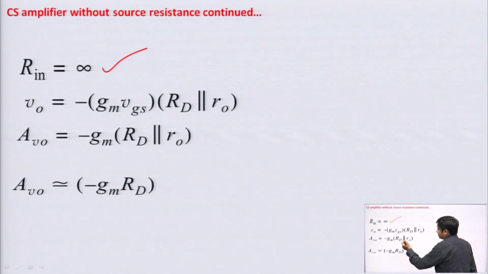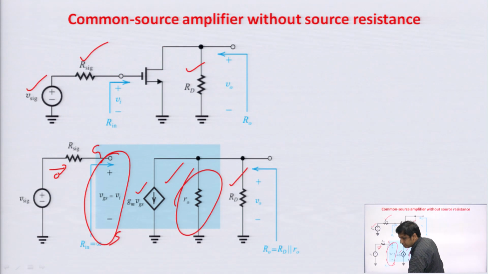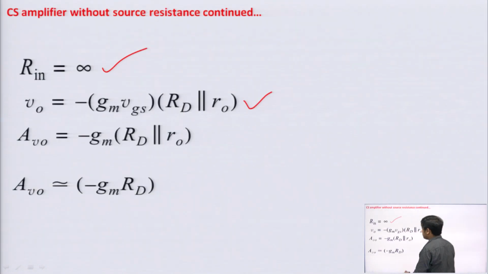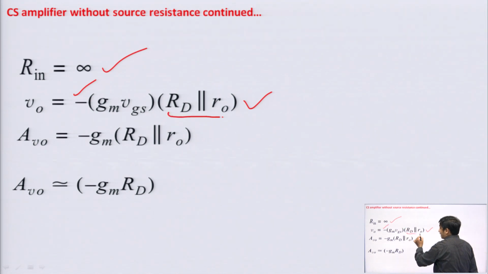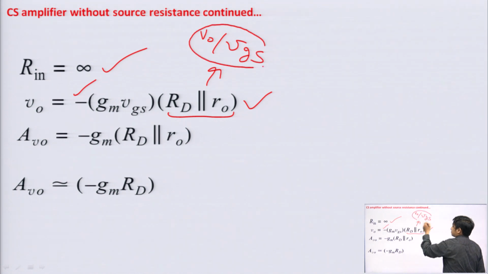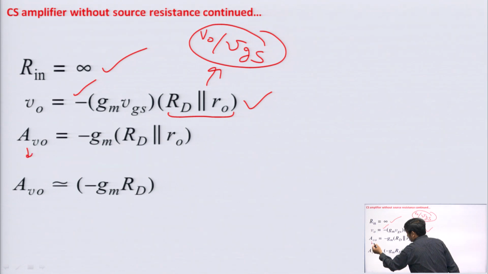Now, see what will be the output voltage. If you calculate the output voltage, since the current direction is opposite, there will be a minus sign, and your RD and R naught are in parallel. So, RD parallel to R naught. Now, from here you can calculate V naught upon VGS. So, that is your open circuit voltage gain. Open circuit voltage gain means AV naught, that means your RL is infinite.